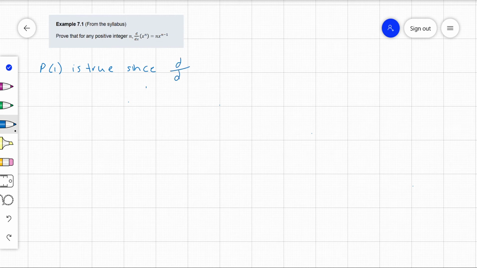So we've got d by dx of x to the power of 1, and we know that that equals 1. So if I differentiate x with respect to x, I get 1. And then if I look on the other side, I could have written left-hand side or right-hand side, but I didn't, so I'll write and 1 times x to the 1 minus 1 is equal to 1. So it's definitely true for n equals 1.